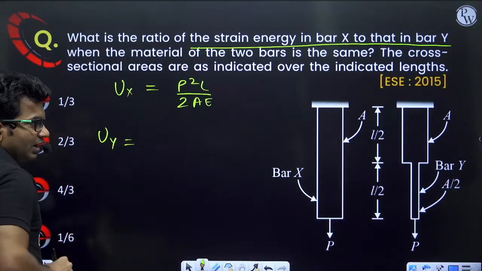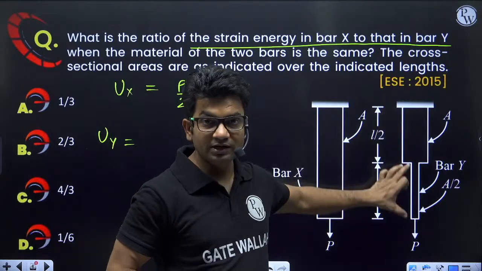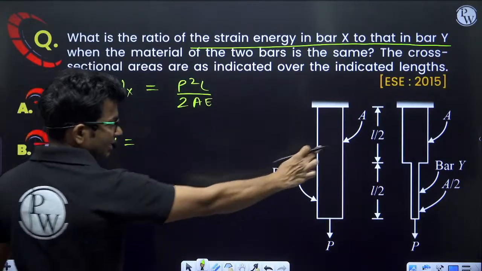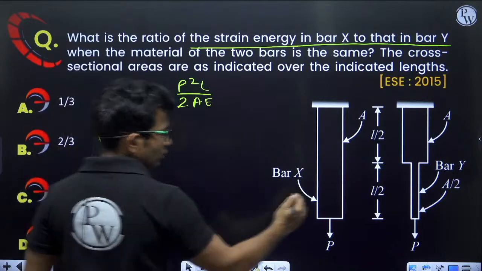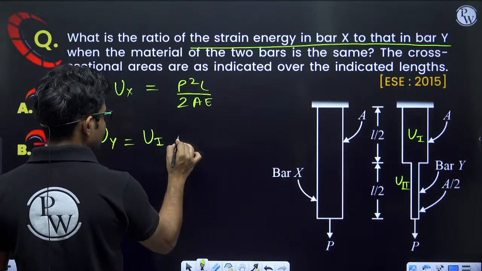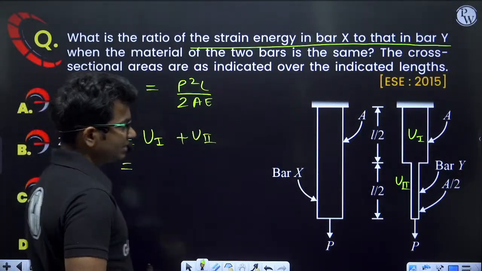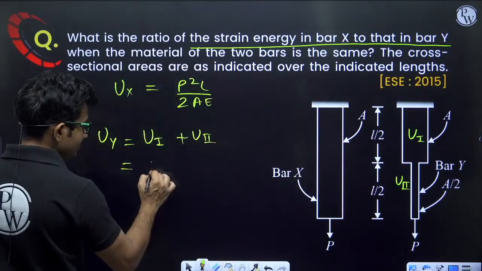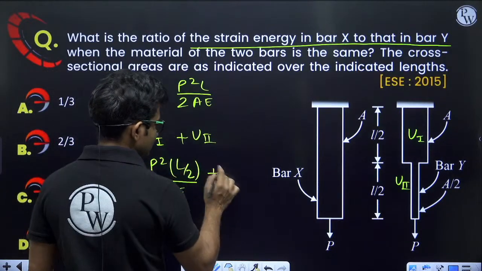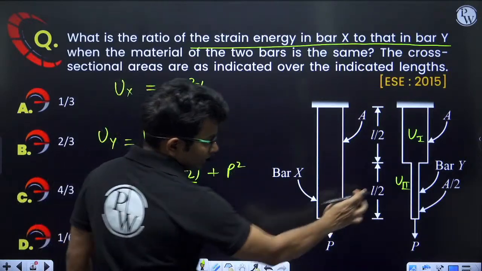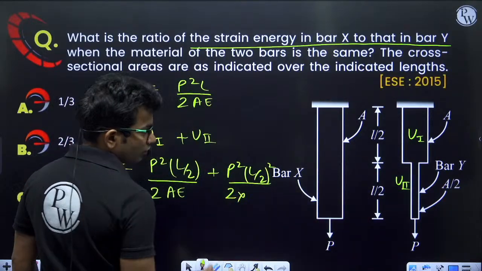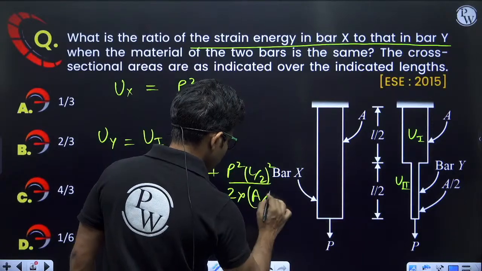Now in bar Y, we have to consider two parts, this part and this part, separately. Calculate strain energy in both the parts and then add them. So strain energy in part 1 plus strain energy in part 2. Strain energy in part 1 will be P square into L by 2 divided by 2 into AE, plus strain energy in part 2, P square into L by 2, since the length of this part is also L by 2, divided by 2 into the cross-sectional area, A by 2, so A by 2 E.